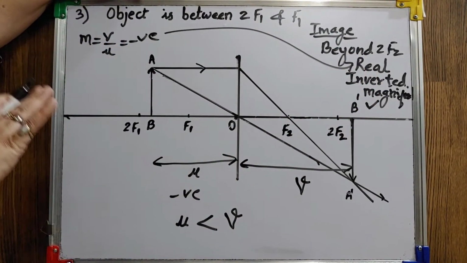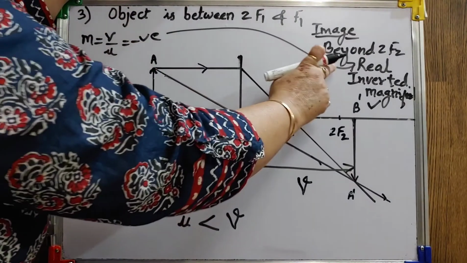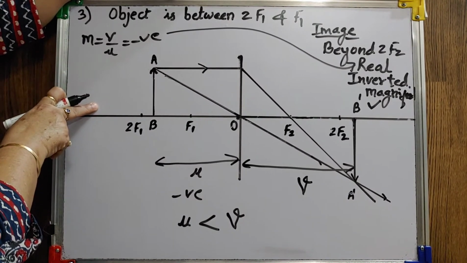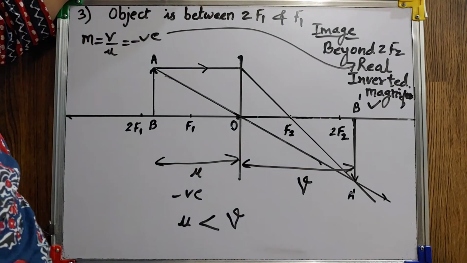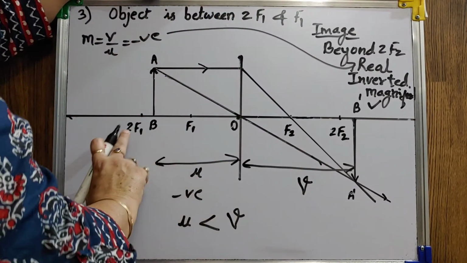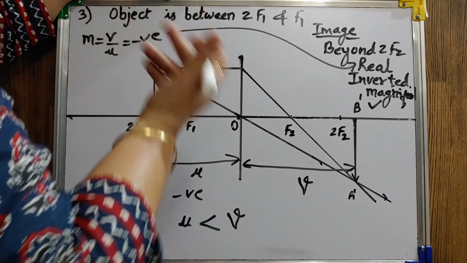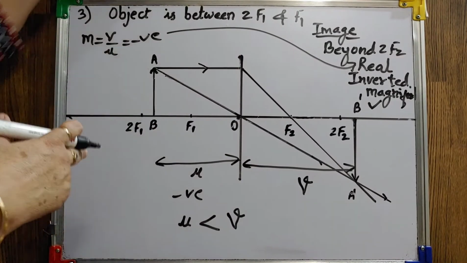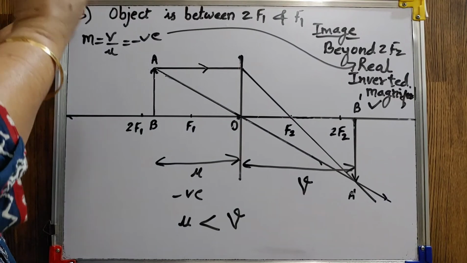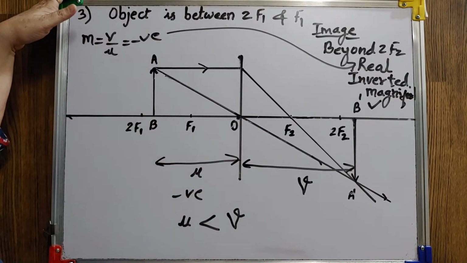So till now whatever three positions we have done, in that we have observed that we are getting real image. If I have taken the object beyond 2F1, I got diminished one. At 2F1, I got the image of same size. Between 2F1 and F1, I am getting magnified image. So convex lens can give you a real image. That real image may be diminished, magnified or of same size.